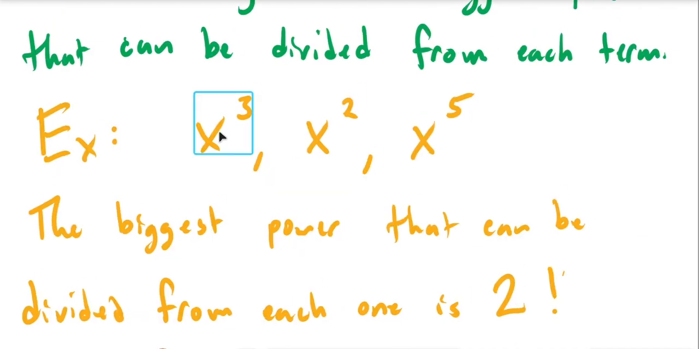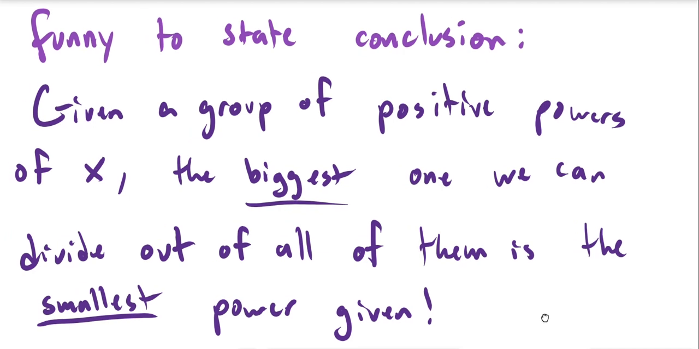Note in the example, x cubed, x squared, x to the fifth, x squared was the smallest power, which means it's the biggest power that we could divide evenly from all of them and still get a polynomial term. So that's sort of a shortcut to thinking about the greatest common factor of the variable part. You can just look for the smallest exponent of x that appears, and that's the biggest one you're going to be able to factor out.